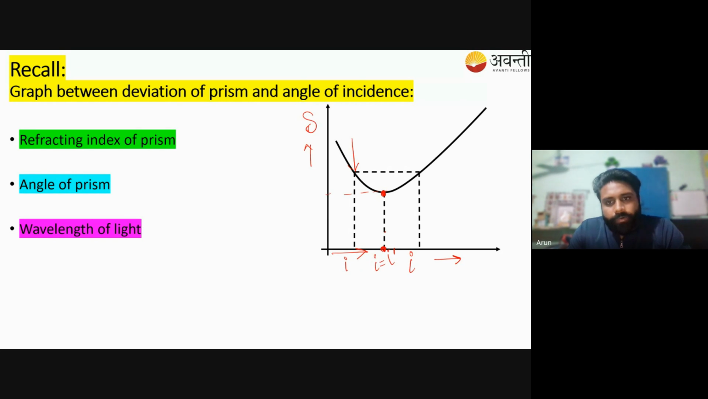One thing that I want to tell you, which I told you yesterday also, is that for these values, I equal to I1 and I equal to I2, you have the same value of deviation. Deviation is the same for them. Why is it so? It is because of the reversibility of light.